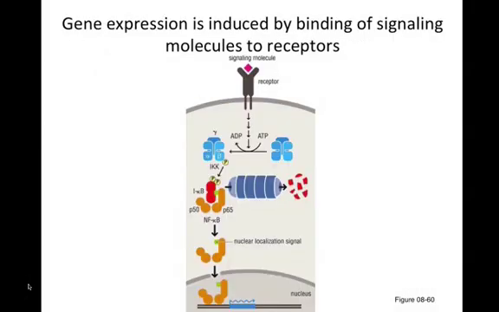You could also have gene expression induced by binding of signaling molecules to receptors. This is an NF-kappa B pathway, so this could be your TNF alpha, which results in a series of steps leading to things binding to DNA. I could go through a whole signaling pathway, but I won't do that to you. You all know this one by now, right? A lot of you guys should know this one by now.